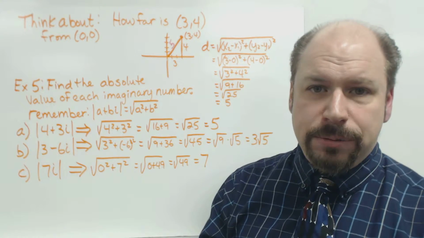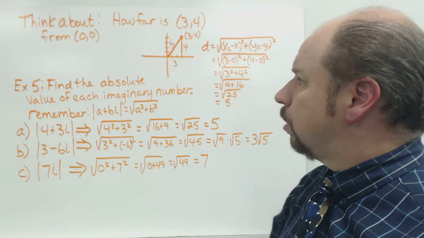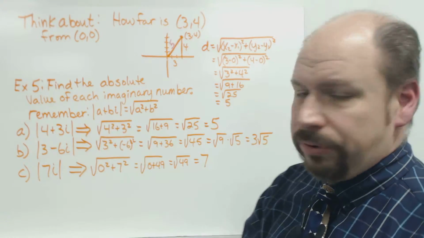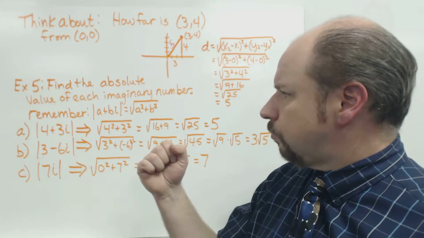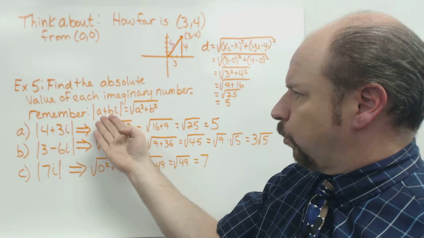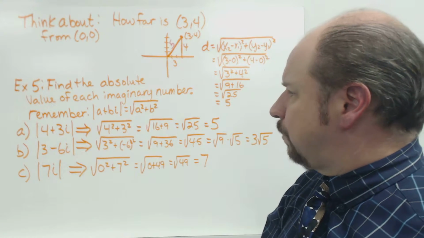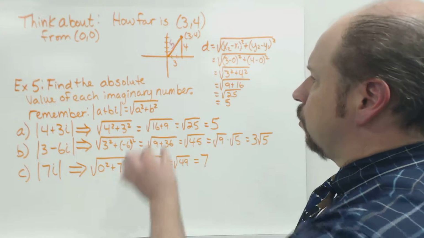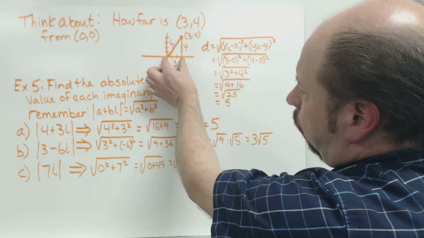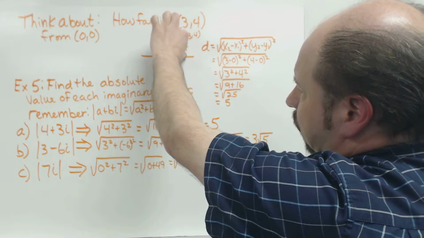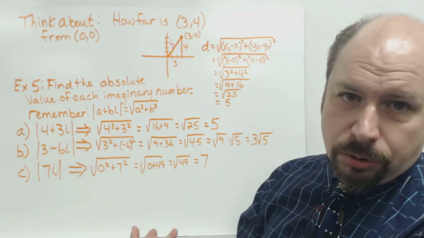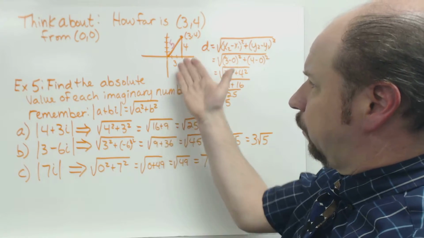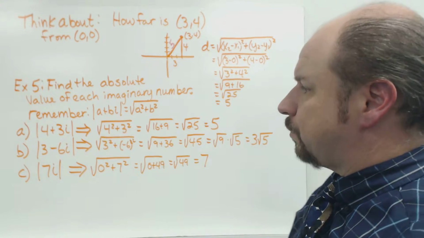Okay, so we can use that same idea to find the absolute value of each complex number. Here I once again wrote the formula for it. Remember, the absolute value of a plus bi is equal to the square root of a squared plus b squared. If you just think of the Pythagorean theorem, a squared plus b squared, and then we take the square root of that to find the length of the hypotenuse. So it's really related to that same concept.